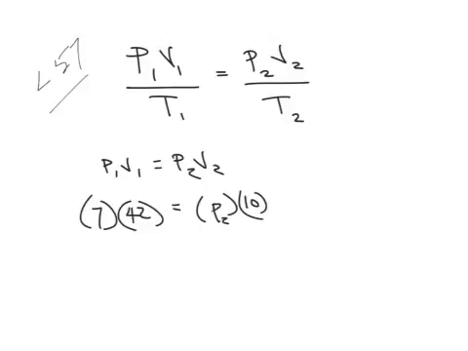So we take this and divide by 10, cancel that out, and we multiply 7 times 42, divide that by 10, and we end up with 29.4 atmospheres, ATM. I don't remember. Seems like maybe they write it as, no, I think it's ATM.